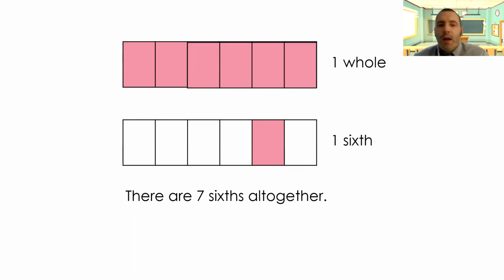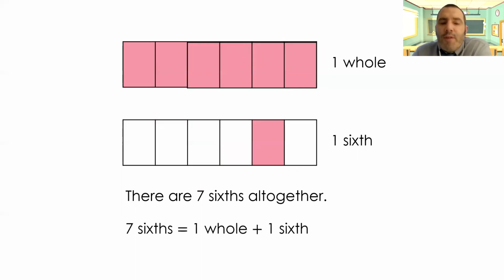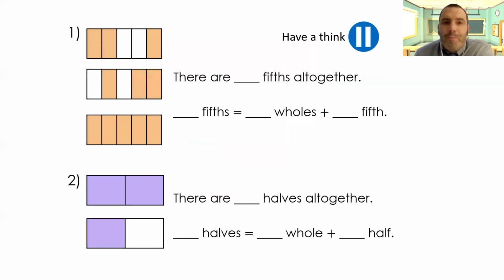So this is where we start getting into what are called top-heavy fractions. We'll come back to those in a minute. So we're going to carry on showing this using the diagrams. So 7 sixths is 1 whole and 1 sixth. Have a go at these for yourself. Pause the video here.